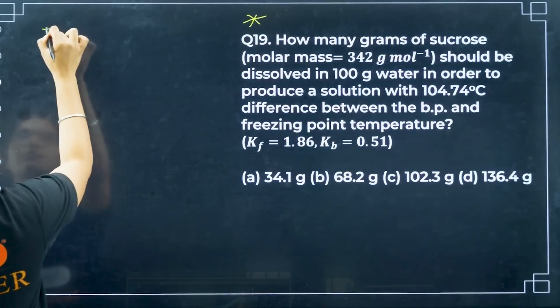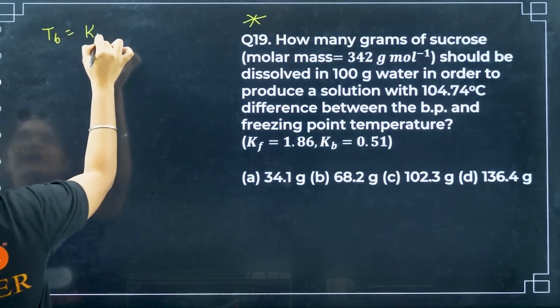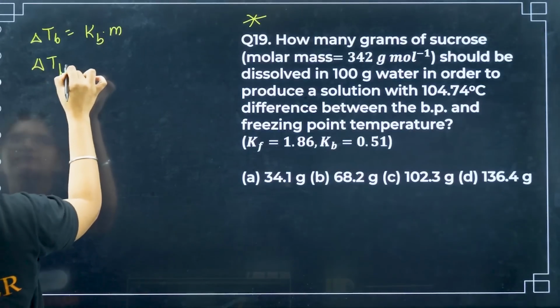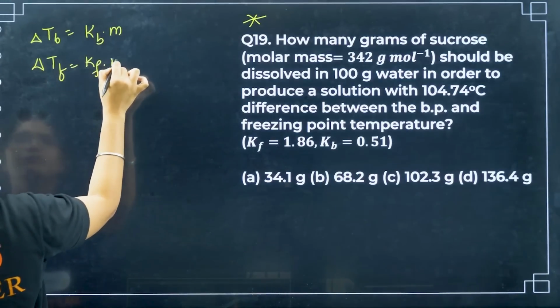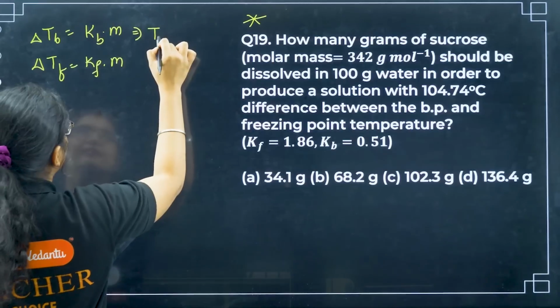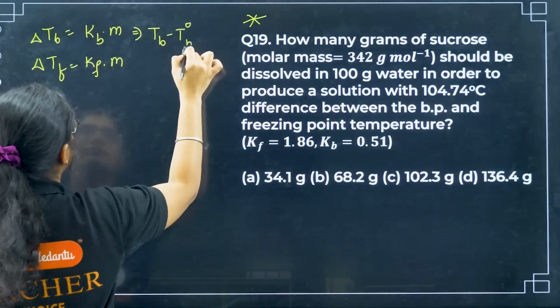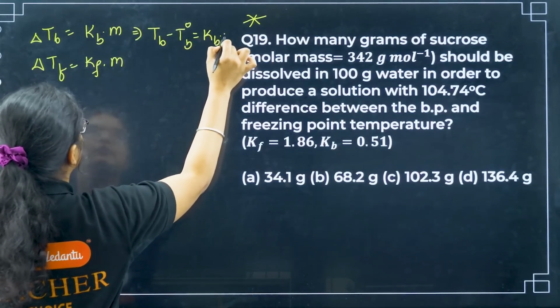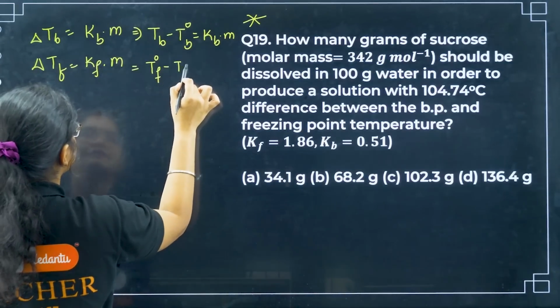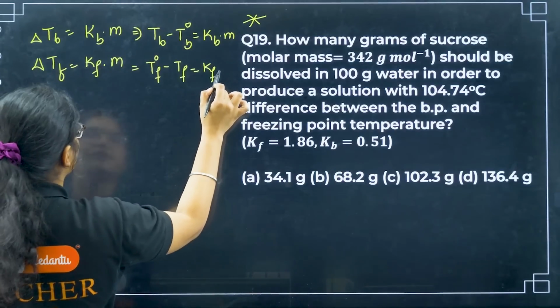Delta TB is equal to what? KB into M, right? Delta TF is equal to KF into M. Now this I can expand and write down like this: TB minus T naught B is equal to KB into M. And this one I can write down, T naught F minus TF is equal to KF into M.